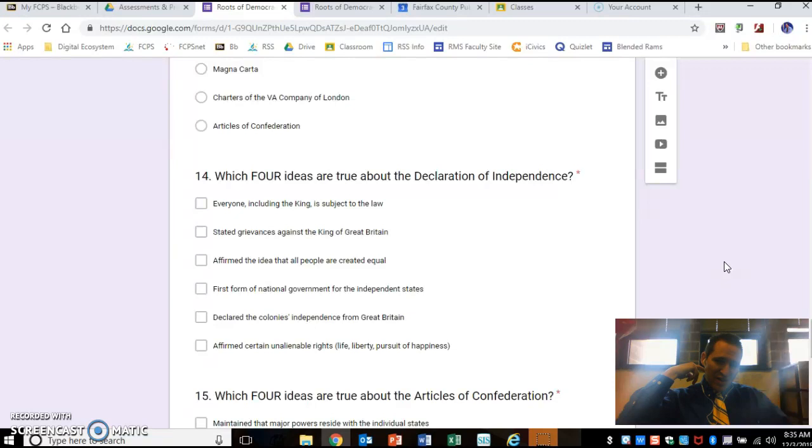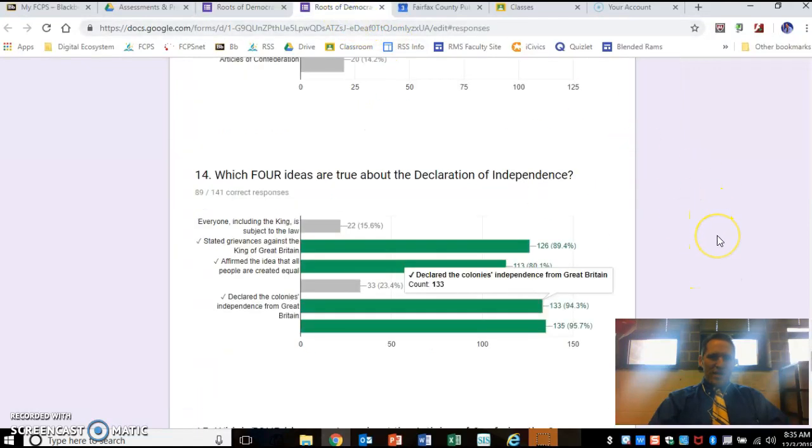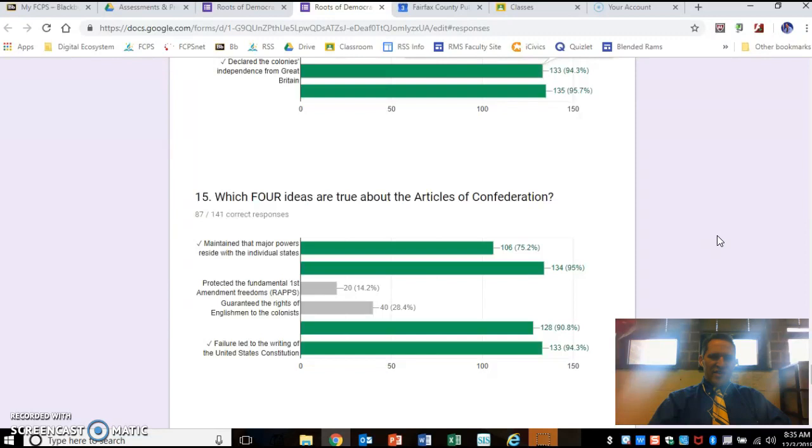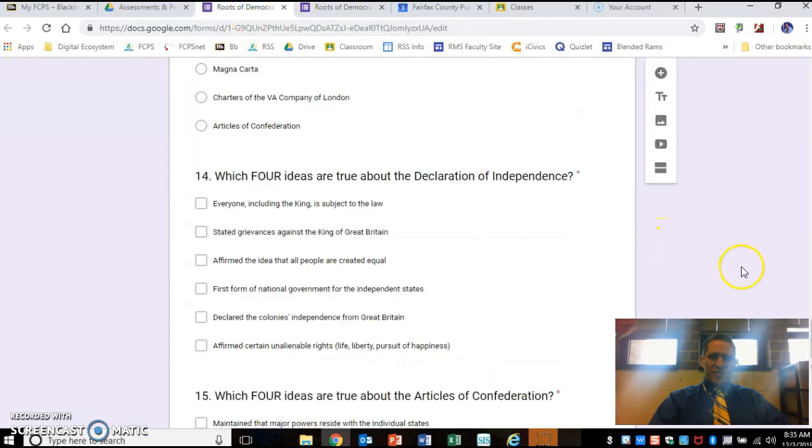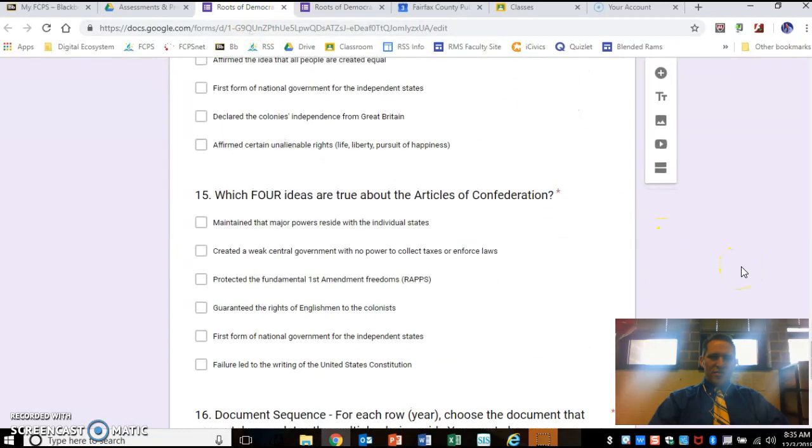It was directly from an exit ticket. We reviewed it before the quiz. Here it is. Okay. So that one was 89 out of, that was a little bit lower, and then 87 on this one. These are the 2 biggest tough ones, which I expected. Okay, 4 true about the Articles of Confederation, number 15. That's going to be your first 2 and your bottom 2.